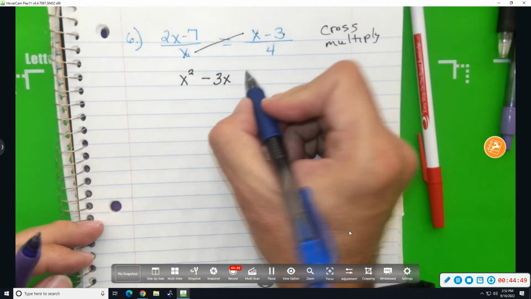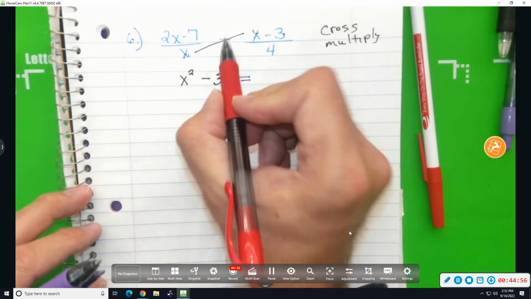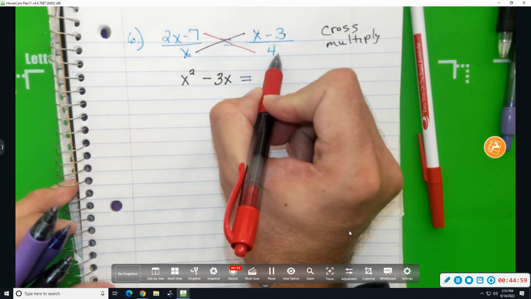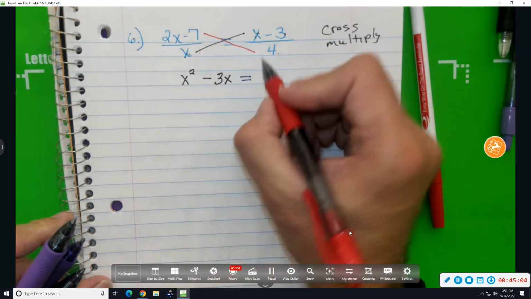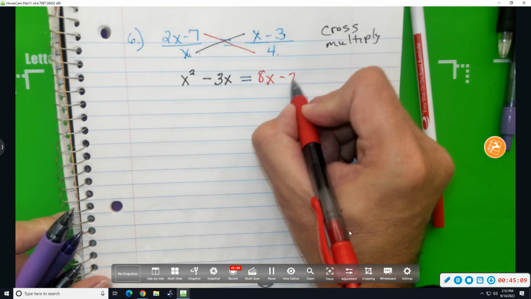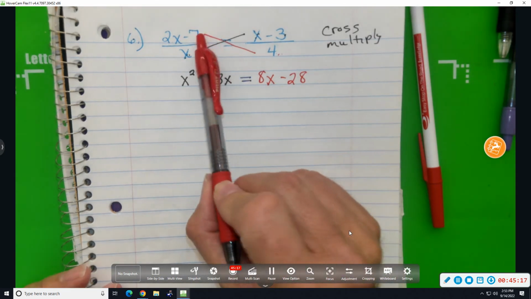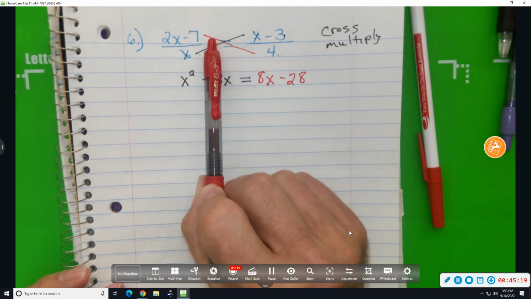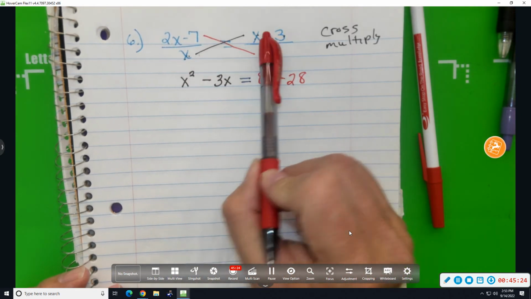Then equals, do the same thing over here. I'll do it in red. If I'm multiplying 4 and 2x minus 7, you've got to distribute the 4. So it's going to be an 8x and a minus 28. There's no specific order. I mean, you could have done the red cross multiply first. So you have 8x minus 28 equals x squared minus 3x.